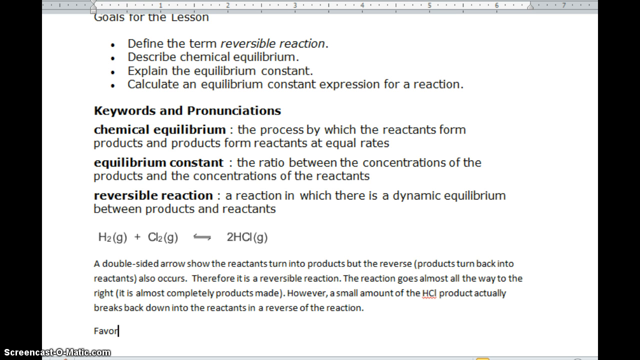So favored, okay, if the reaction favors to the right, what do you have more of? You have more product. If it favors to the left, what do you have more of? More reactants.